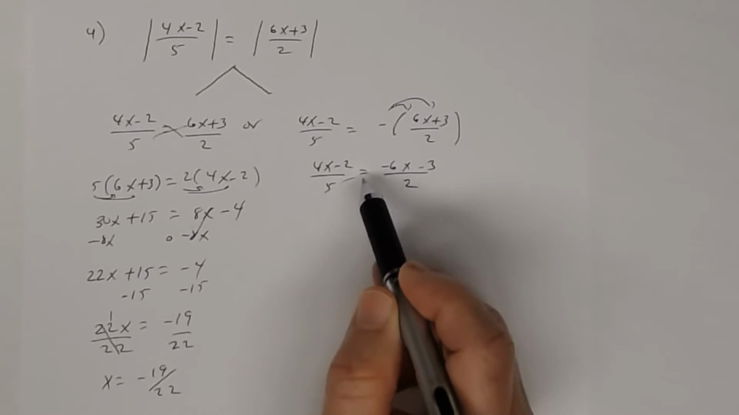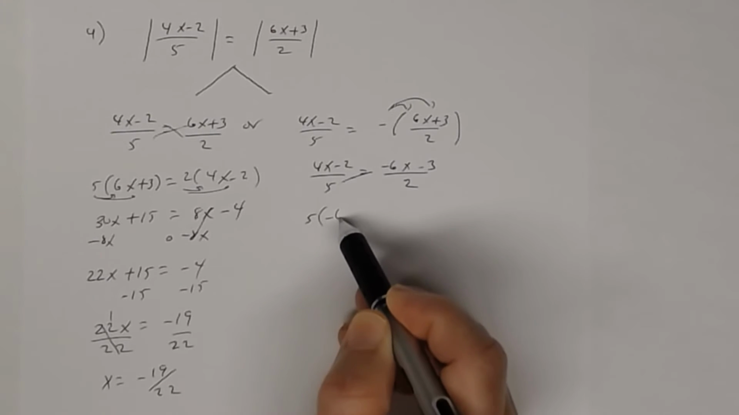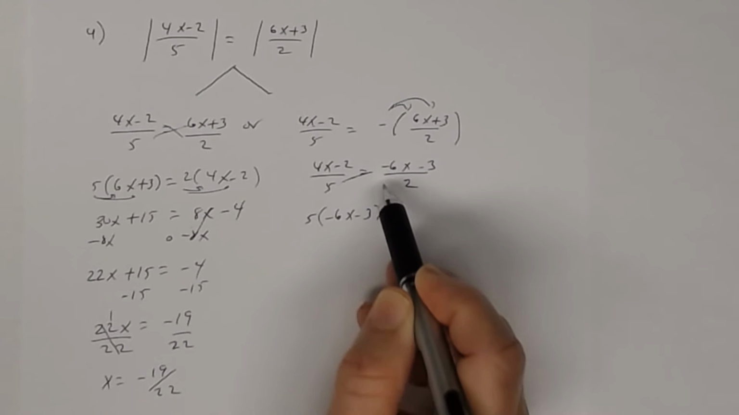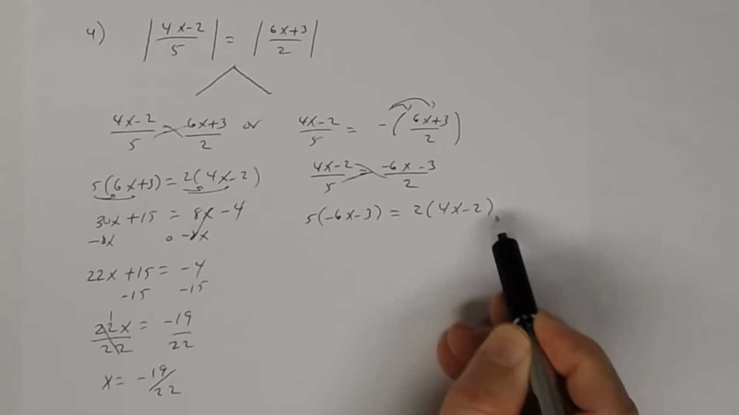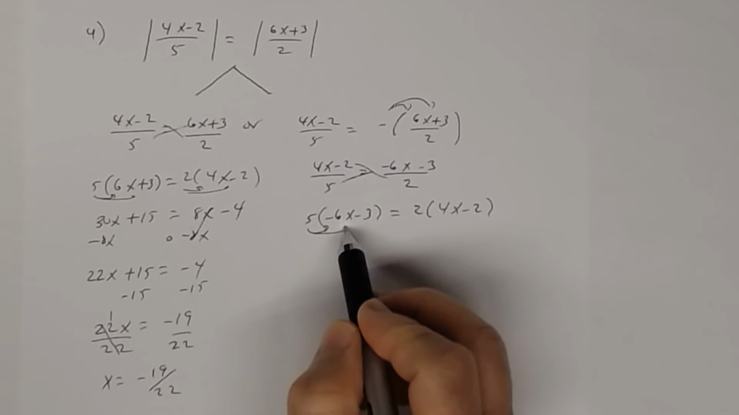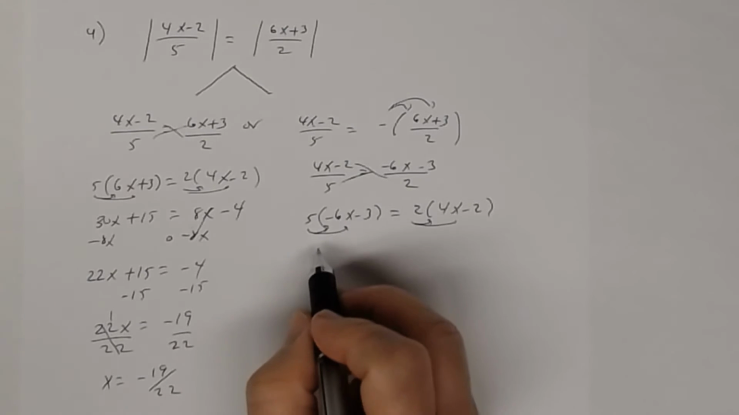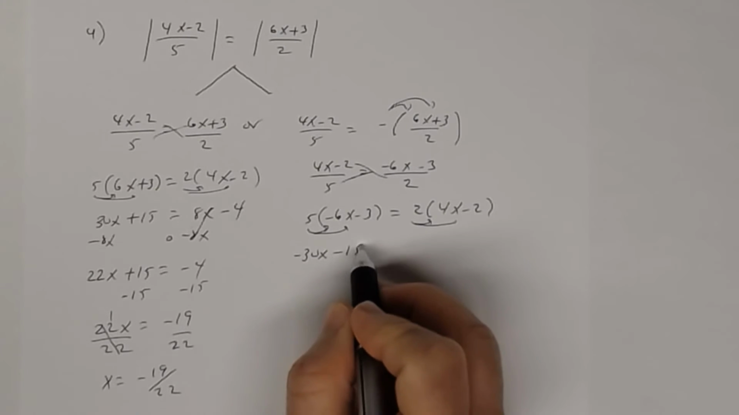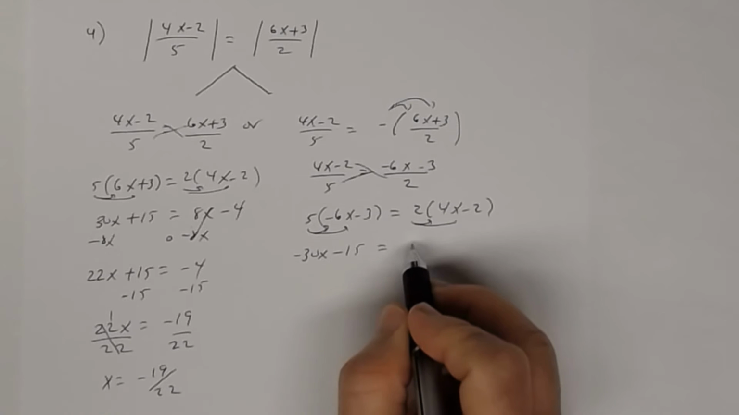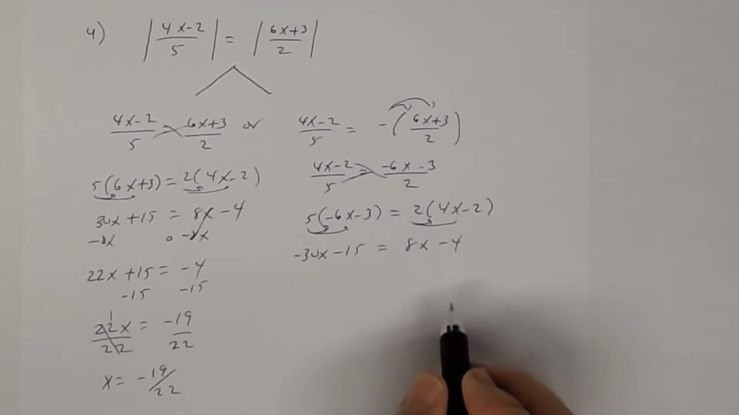So when I cross multiply, I get 5 times (negative 6x minus 3) equals 2 times (4x minus 2). Distributive property, I get 5 times negative 6x is a negative 30x. 5 times negative 3 is a negative 15 equals 2 times 4x is 8x, and then 2 times negative 2 is a negative 4. Okay?